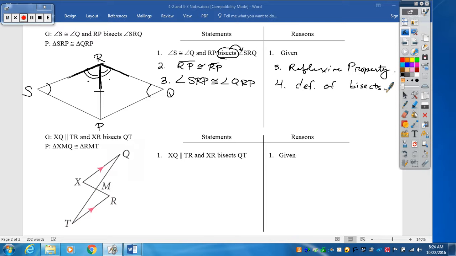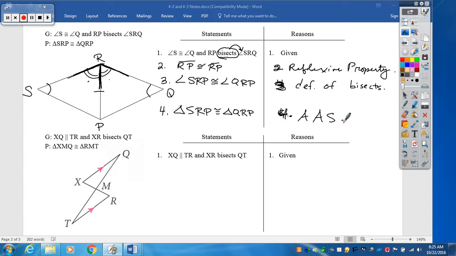All right. Now from there, do I have congruent triangles? By golly, yes I do. So I'm going to say triangle SRP is congruent to triangle QRP. Oh, I misnumbered here. 2, 3, and now 4. Okay, now we're back on track. All right. And the reason? Well, it's going to be angle, side.